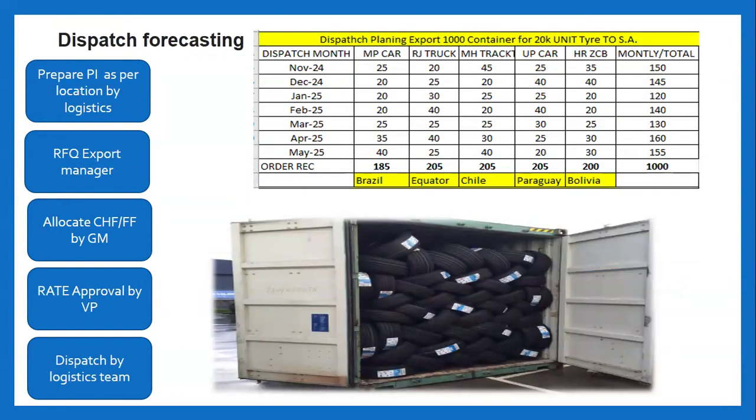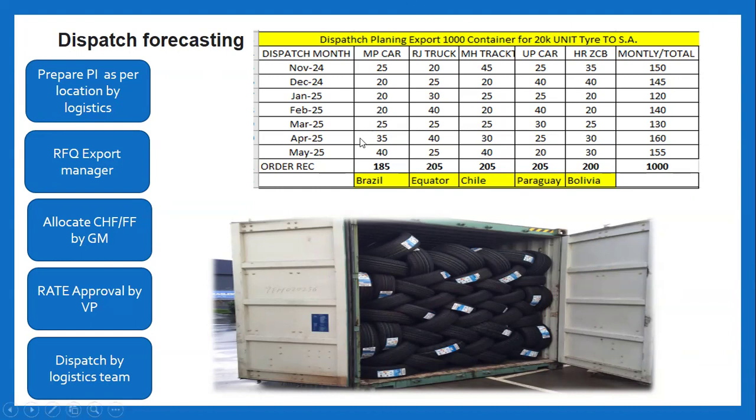This is the dispatch planning. You can see on the screen, there are 1000 containers that need to be dispatched from November to May. So 150 containers need to be dispatched in November, 145 containers in December, in January 120, in February 140, in March 130, in April 160, and in May 155. So these are a total of 1000 containers.